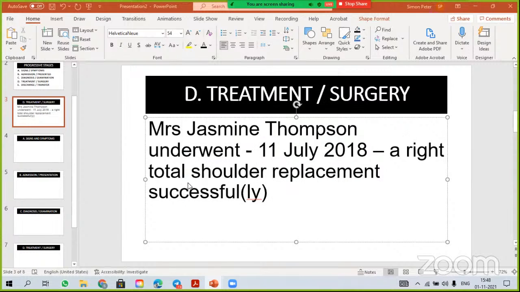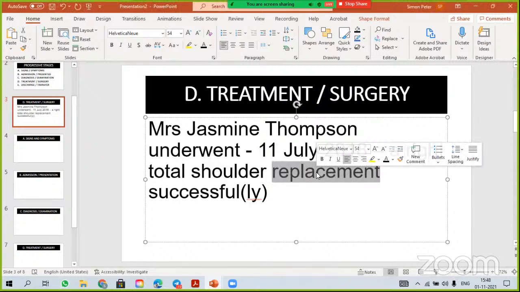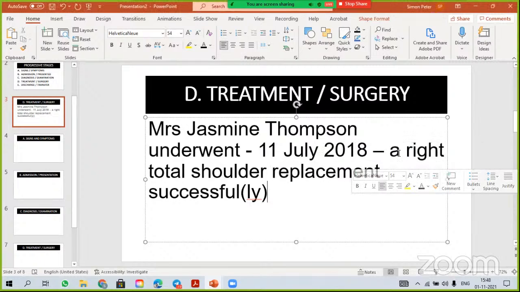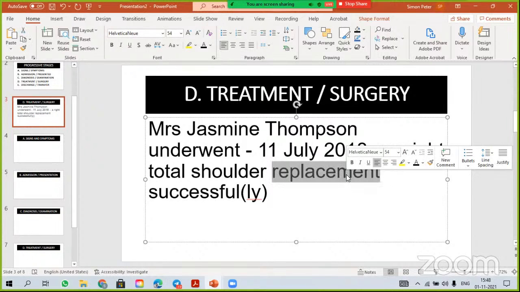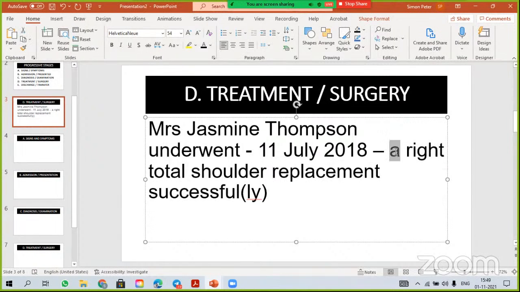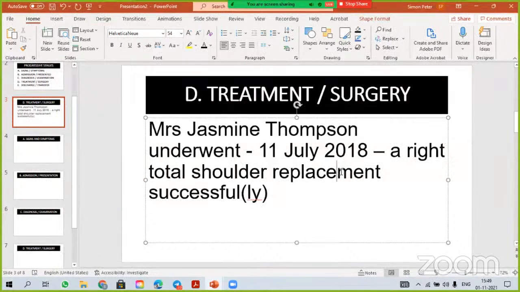You have to say a right total shoulder replacement. If surgery is there, don't write a, an, or the. Surgery is uncountable. Replacements, plural. So a you can use here with replacement: a replacement, one replacement, two replacements, three replacements. But surgery is only surgery. No a surgery, two surgeries, three surgeries, wrong.